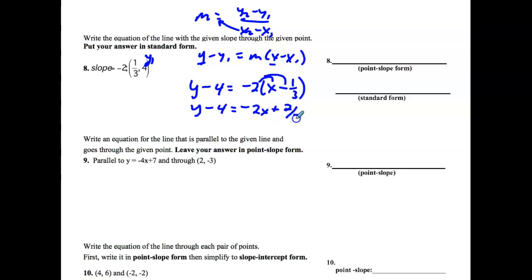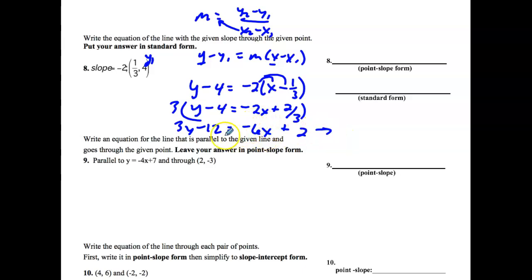It's 2/3. At this point, and we could have done it up here, at this point I'd multiply everything by that denominator like we did in an earlier problem, so that you get rid of the fraction. Okay? Or you could add 4 and write 4 2/3, but when we do standard form, we don't want fractions. So I'm going to multiply by 3. So that would give me 3y minus 12 equals -6x plus 3 times 2/3 is just 2. Just cancel the 3.